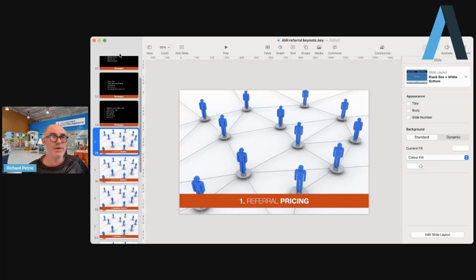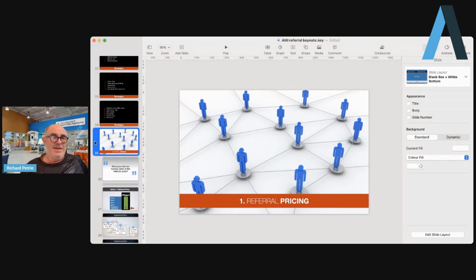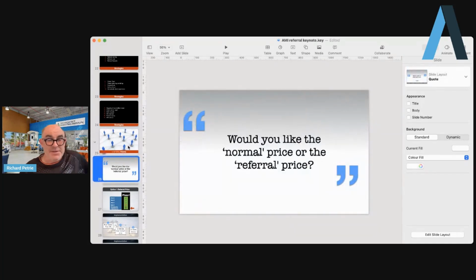Now, this is a very simple one. I'm giving you two very simple ones today. All right, and it's simple as this. Have a think about this. When you're looking to sell something to someone, would you like the normal price or the referral price? Or it might be written on your document. Would you like the normal price or the referral price?